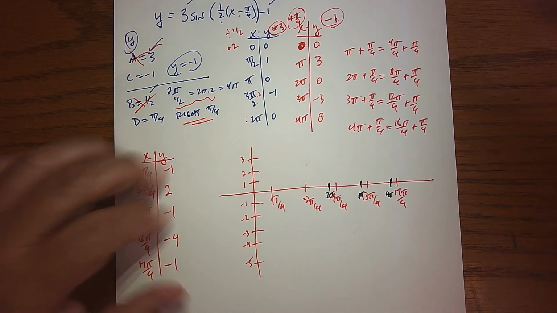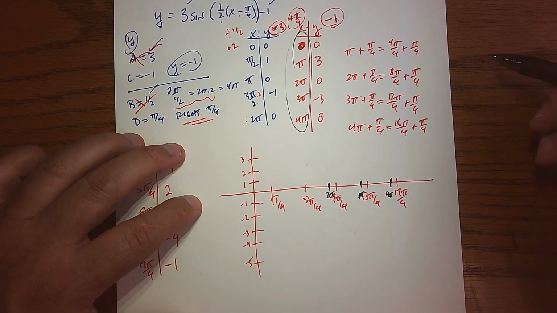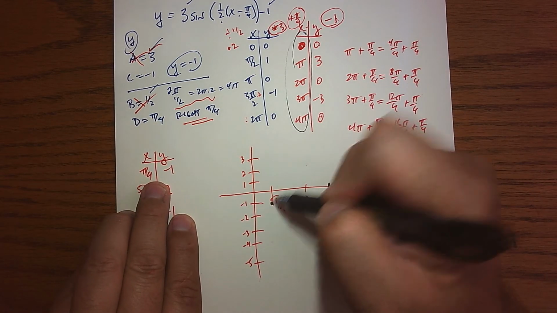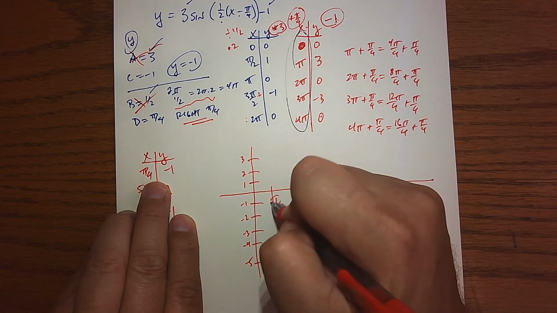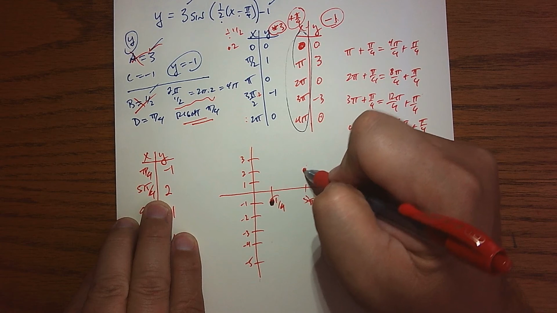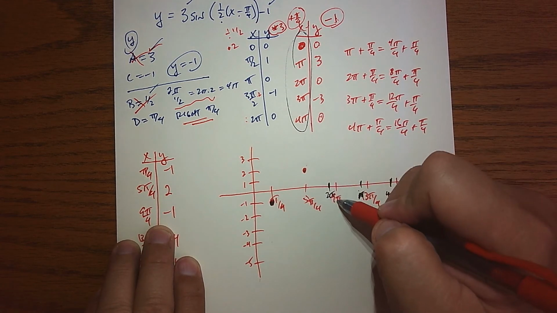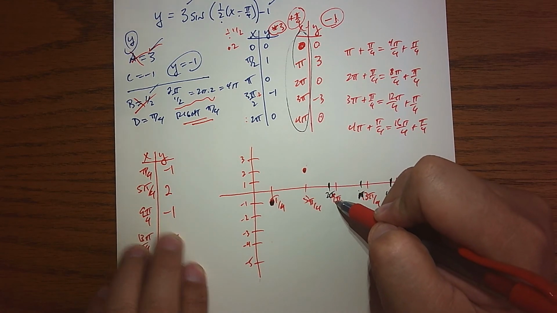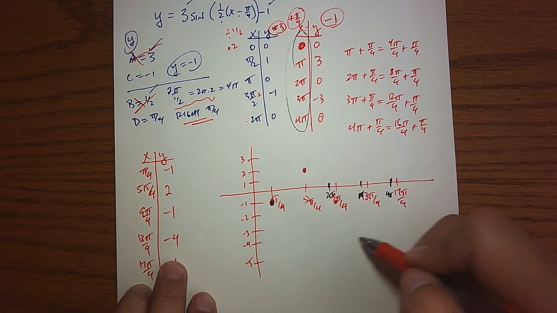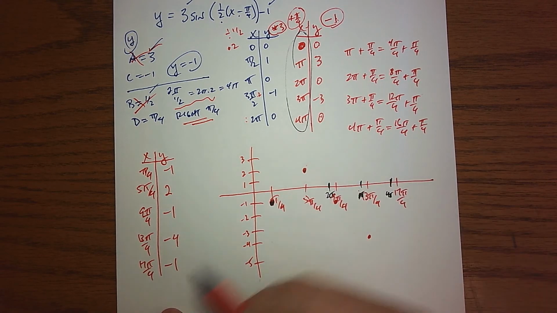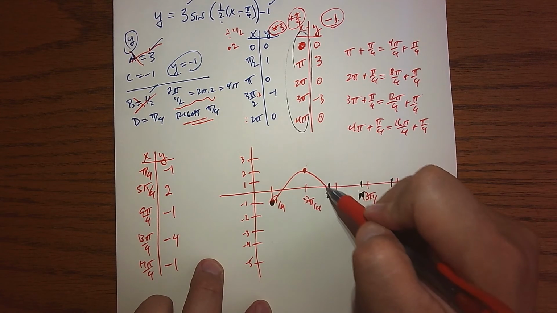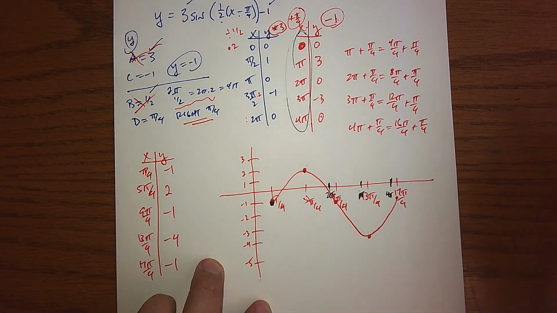Just to give ourselves a little bit of orientation, what's going to happen is that at pi over 4, we're at -1. At 5 pi over 4, we're at 2. At 9 pi over 4, we're back at -1. At 13 pi over 4, we're at -4, so about right there. And at 17 pi over 4, we're at -1. So there is our sine wave.